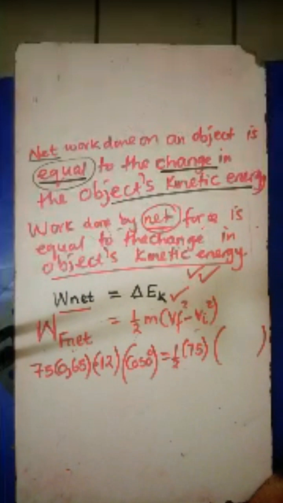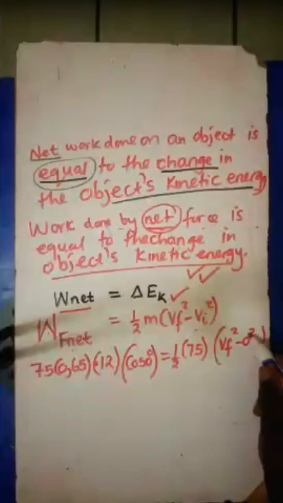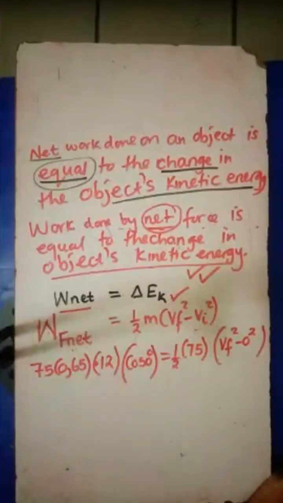The initial velocity, which is 0. So I have V final squared minus 0 squared, because initially it is 0. So when we're marking, how are we giving the 5 marks? I'll give you 2 approaches. I know some of you have used another approach.